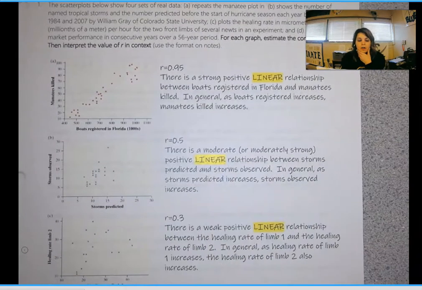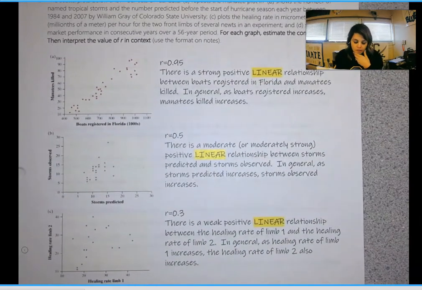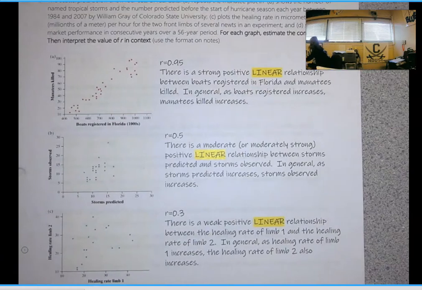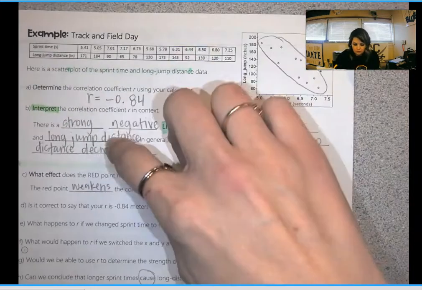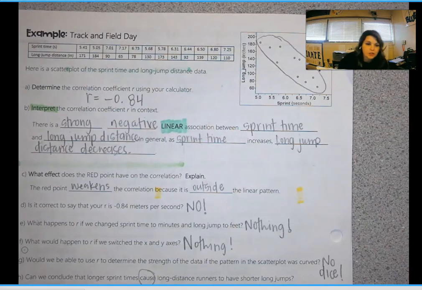So all of the responses for Can You Do 42 follow the format in the back of your notes packet at letter B. Interpret the correlation coefficient.